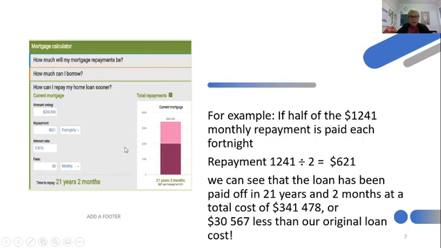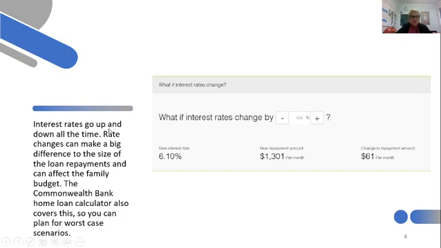We can see the loan has been paid off in 21 years and 2 months, at a total cost of $34,000, or you're basically paying $30,567 less, and you've cut off 4 years of your loan. But all you've done is, instead of paying it monthly, you've paid it fortnightly. Massive, isn't it? Okay. So interest rates go up and down.